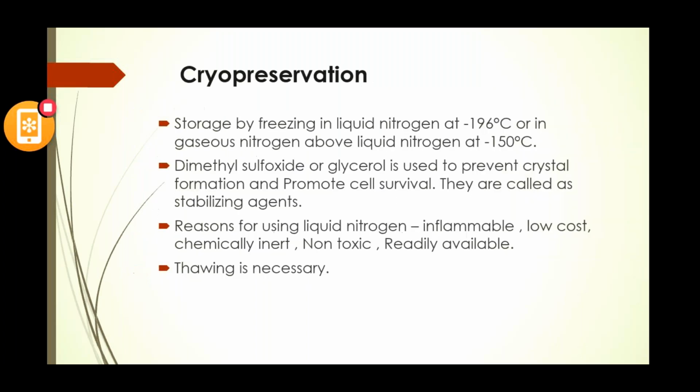Next, coming to cryopreservation, it is similar to lyophilization, but the main change comes in the storage temperature. That means in cryopreservation, microorganisms are stored at minus 196 degrees centigrade in liquid nitrogen, or at minus 150 degrees centigrade in gaseous nitrogen. And generally, for preventing ice crystal formation, dimethyl sulfoxide (DMSO) and glycerol are used.